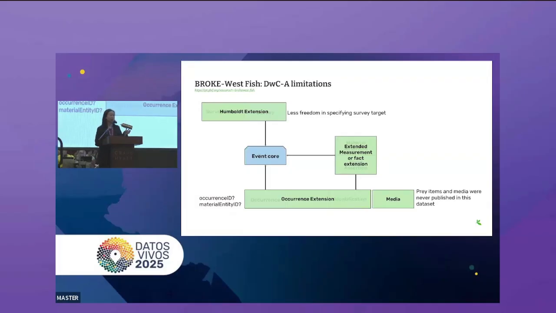The images were published because the media extension is too far. We can use associated media, but that will miss the metadata, such as the license of the photo. And the prey items, we find that it's difficult to represent in the occurrence extension.